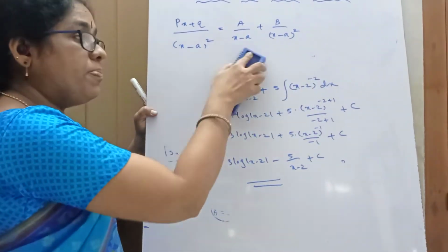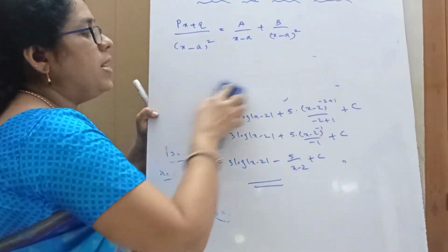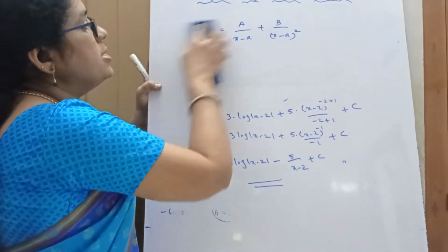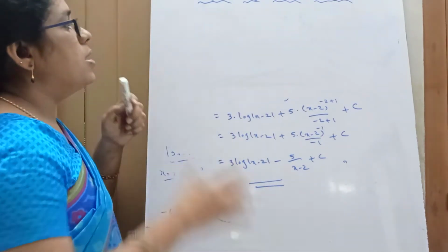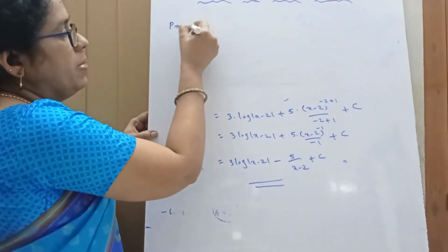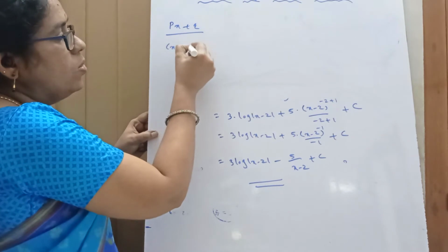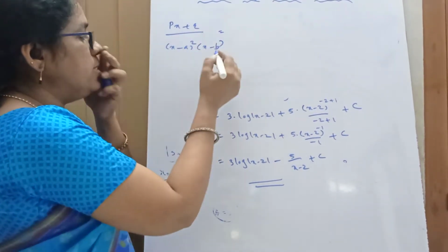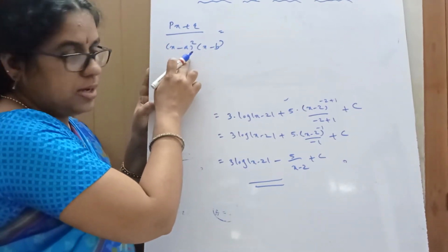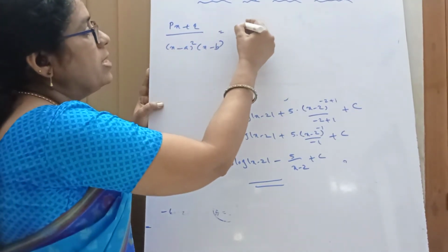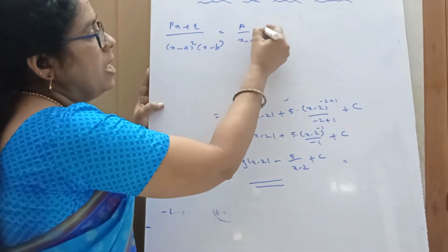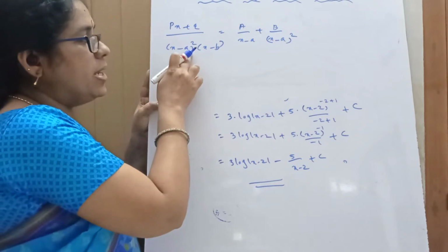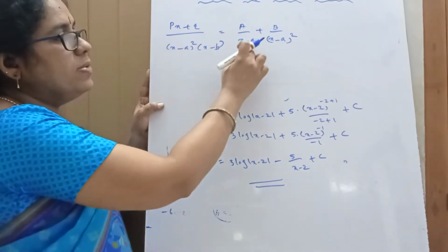One factor is repeating and another factor is a different linear factor. That is, the rational function is of the form px plus q divided by (x minus a) the whole square into (x minus b). That is the partial form. For a repeating linear factor, what is the partial form? A by x minus a plus b by (x minus a) the whole square. Okay, because x minus a is repeating. As above, this is the partial form.